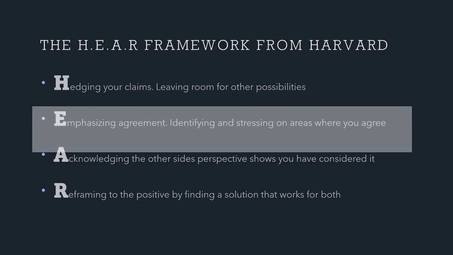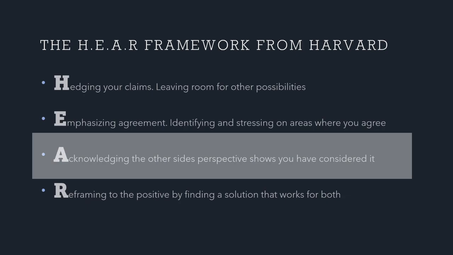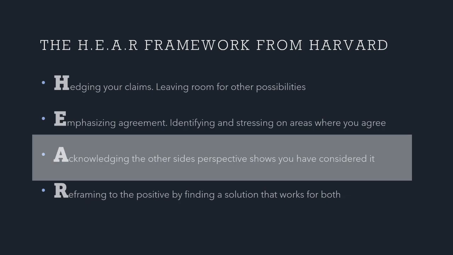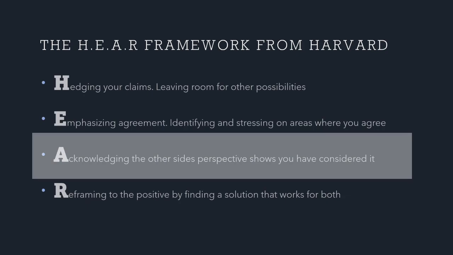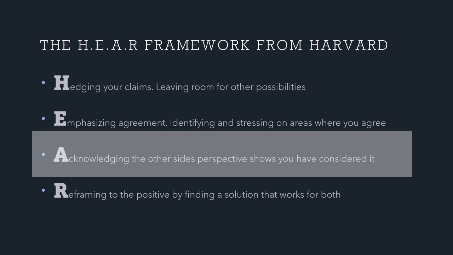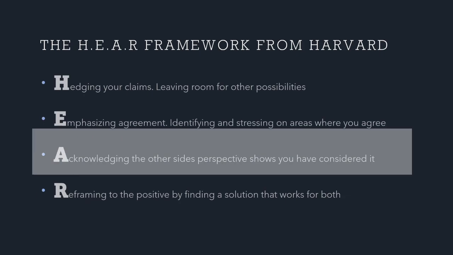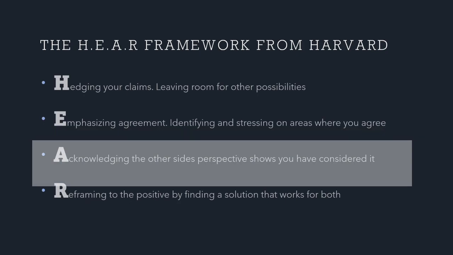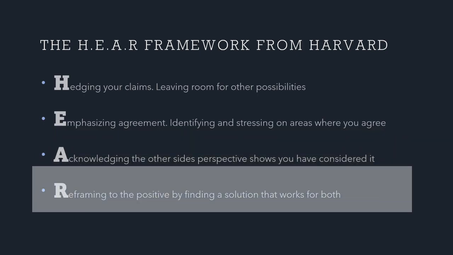And then we have acknowledging the other side's perspective. You tell them that I understand what you're saying. I understand where you're coming from. I understand your perspective. You acknowledge them, which again is an exercise in creating a positive mindset. And then finally, you reframe. You reframe to the positive of finding a solution that works for both of you.